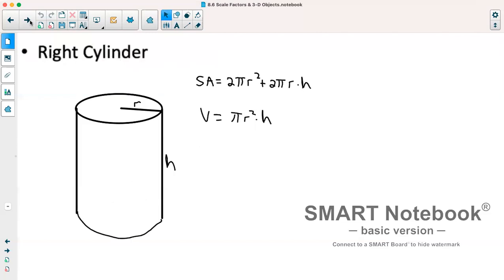Now we also have right cylinders, which our surface area is 2 pi r squared, which we know that each circle is pi r squared. So we've got one circle on the top, one on the bottom. So that's why it's 2 pi r squared. And then this here is the area of the sides, because we know the distance around the cylinder is 2 pi r. And then we're multiplying it by height, because essentially if we unrolled this, we would have a rectangle. So this would be our length times our width. Our volume, we're taking the area of a circle, which is pi r squared, and then just multiplying by our height.